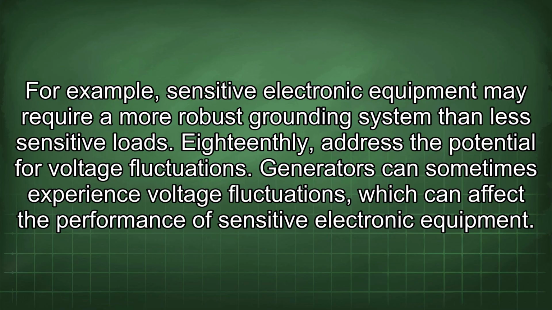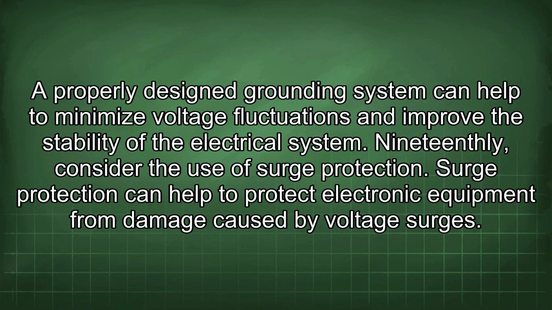18thly, address the potential for voltage fluctuations. Generators can sometimes experience voltage fluctuations, which can affect the performance of sensitive electronic equipment. A properly designed grounding system can help to minimize voltage fluctuations and improve the stability of the electrical system.